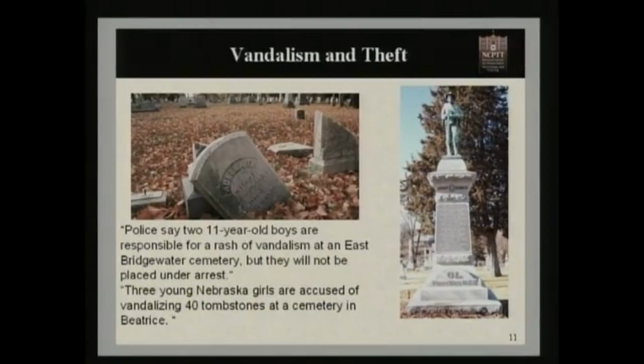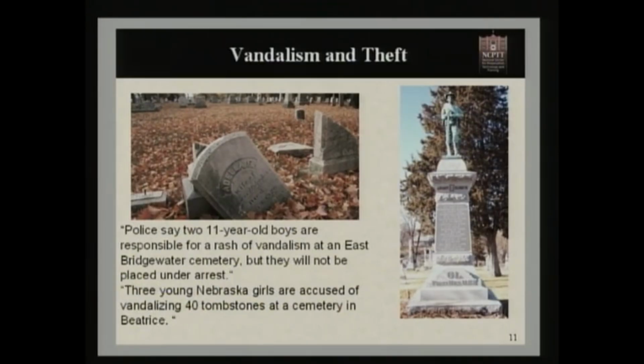A next issue for cemeteries is that of vandalism and theft. Vandalism happens in every cemetery that we know, and particularly in those private cemeteries. On the left we see vandalism that was caused by young boys, 11-year-olds, that came through a cemetery in East Bridgewater. They managed to break the stones. And this leaves a problem for those who are responsible for the maintenance of the cemetery.